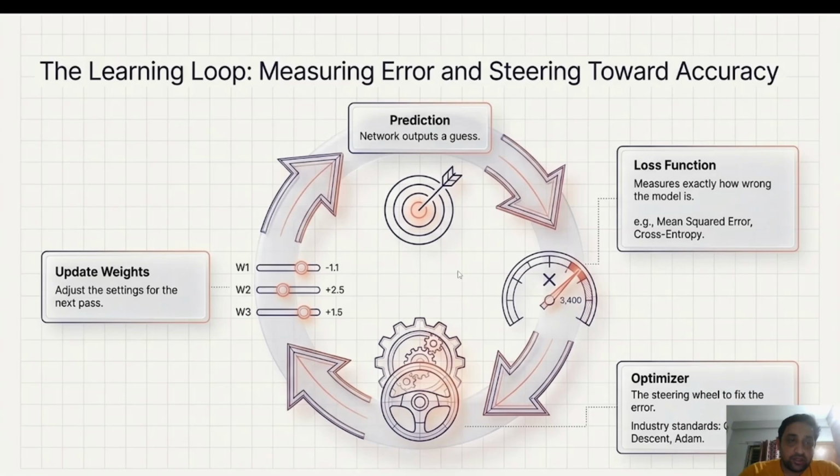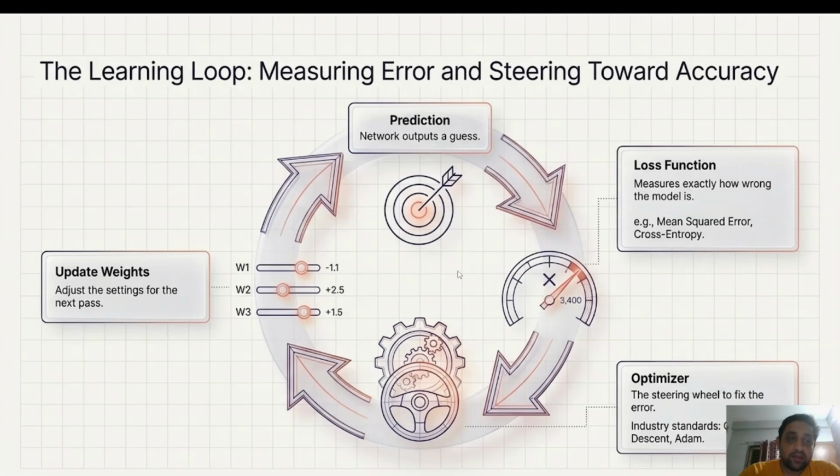Step 1, prediction. The network makes a guess. It processes the input data through all its layers and outputs an answer. Step 2, loss function. The loss function measures exactly how wrong the prediction was. This is the network's report card. Common loss functions include mean squared error for regression problems and cross entropy for classification.